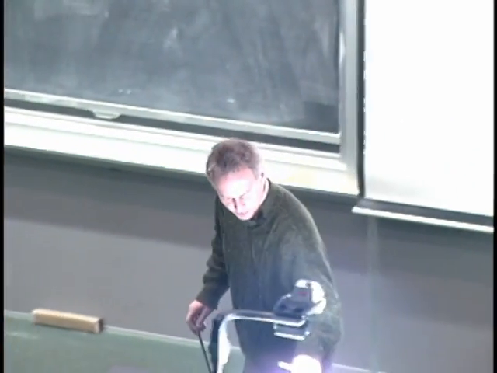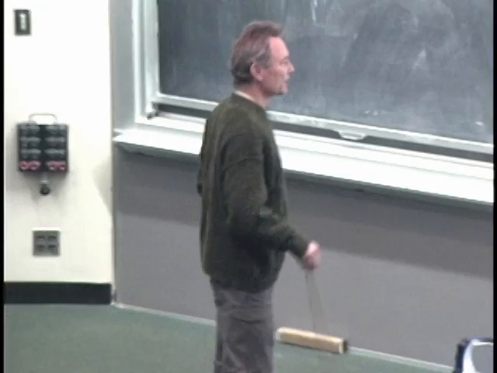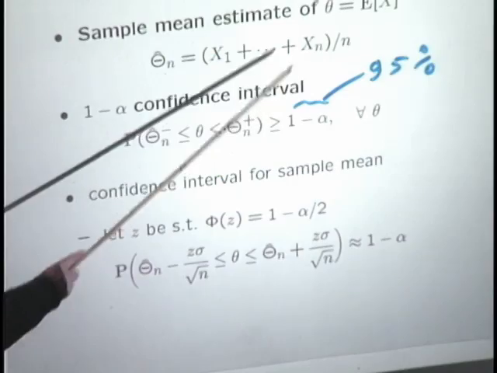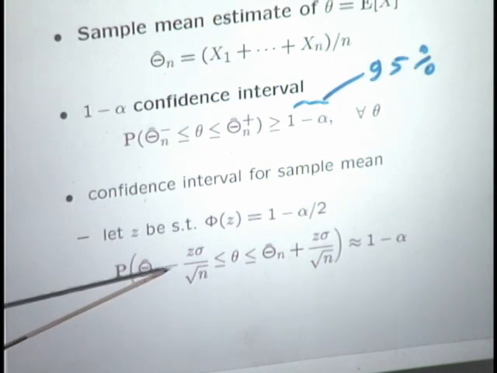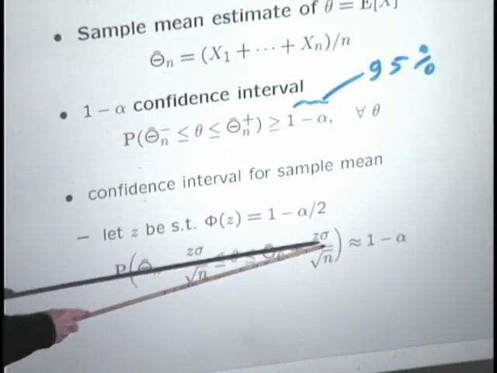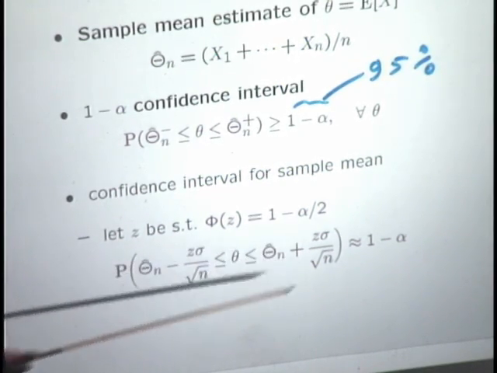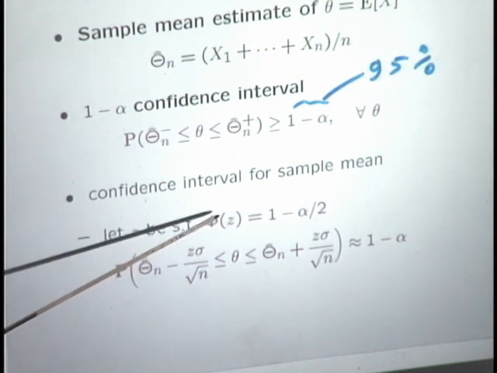How does one construct confidence intervals? There's various ways of going about it, but in the case where we're dealing with the estimation of the mean of a random variable, doing this is straightforward using the central limit theorem. Basically, we take our estimated mean, that's the sample mean, and we take a symmetric interval to the left and to the right of the sample mean, and we choose the width of that interval by looking at the normal tables.